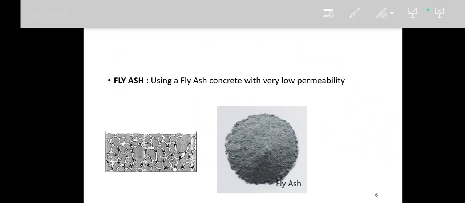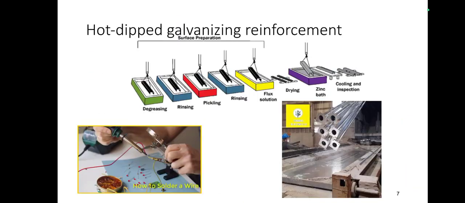IS 10262:2018 recommends that 30 percent of fly ash can be added to OPC cement. If you add fly ash to the cement, it will fill in the pores and also create a secondary CSH gel, so that all the pore space will be blocked, and it won't allow water and air to reach the reinforcement. So this is also one method of controlling corrosion, and the durability is automatically improved.